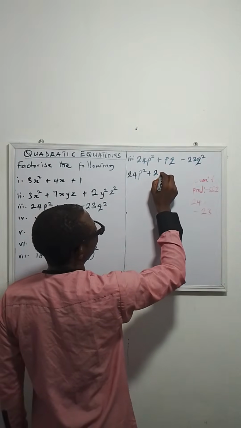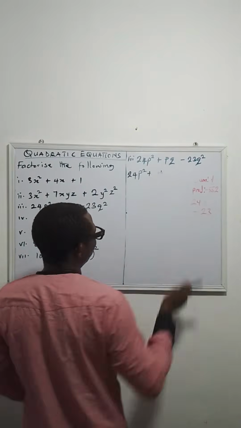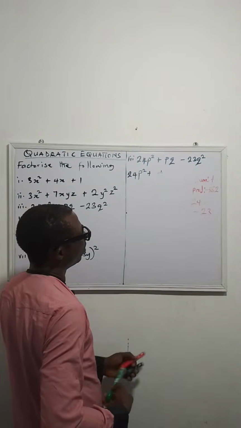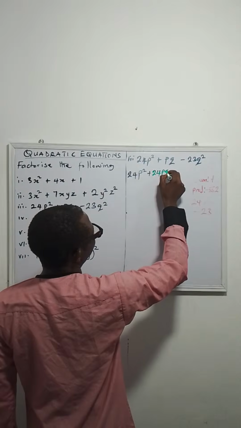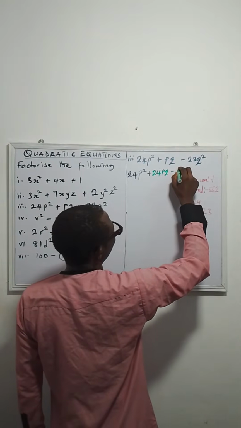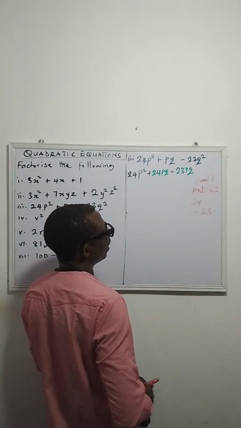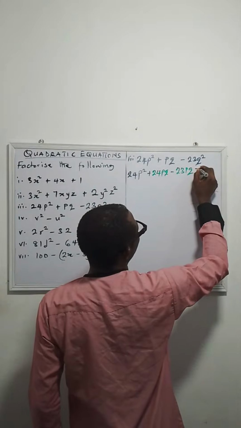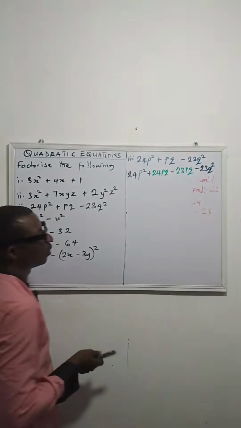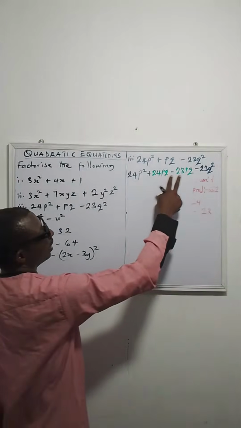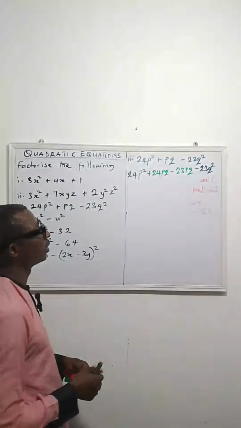So now this turns to 24p squared plus, let's have it this way, we have the one we are breaking now, so we have 24pq minus 23pq. And the last one is going to be what? Negative 23q squared. I want to believe you get that because when you add this and this together, you have 1pq. Okay, good.